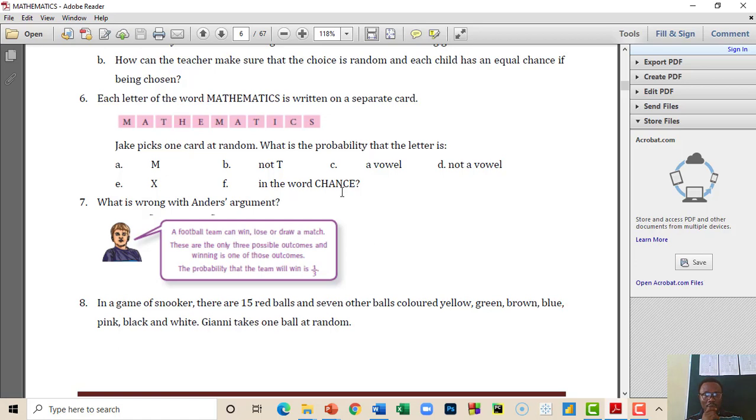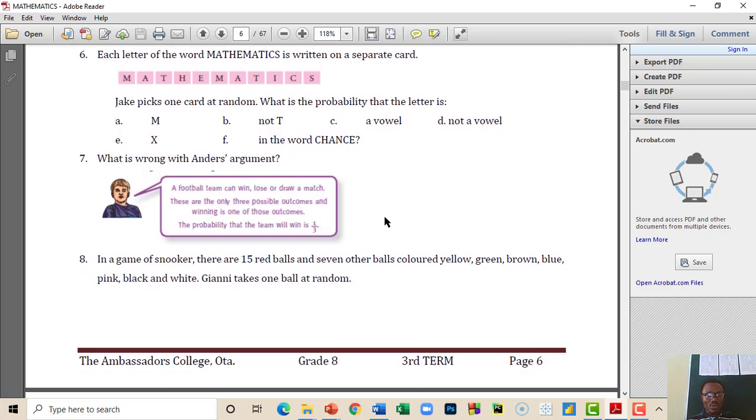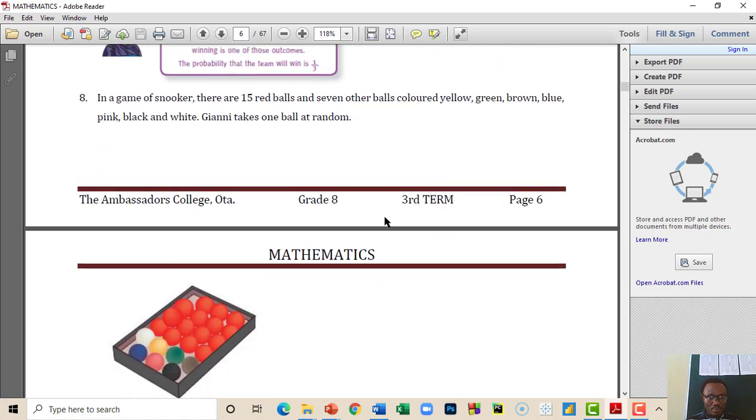there is no N. Now let me get something. What is the probability that the letter is in the word change? C, we have 1, that is 1/11, making 5. Then E is 1, making 6, so it will be 6/11. So that is just how to solve that problem.